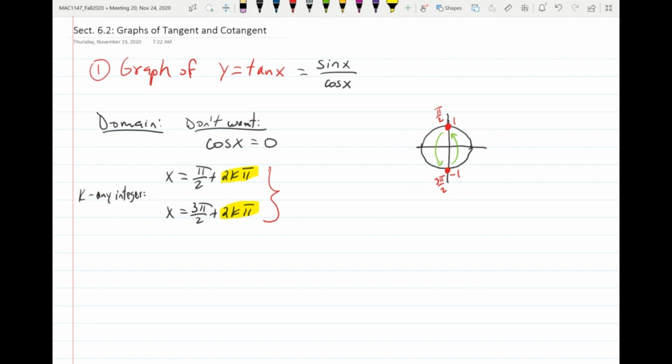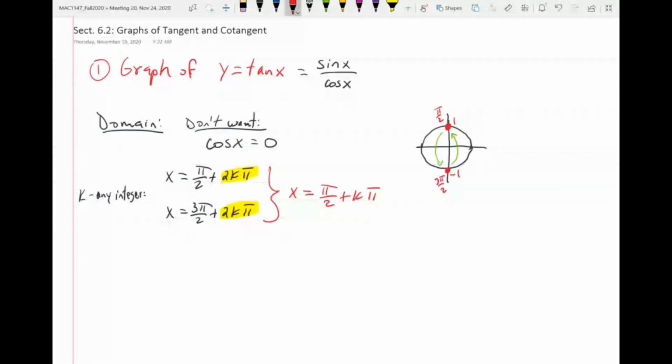So moral of the story, we can actually collect all of this by saying that x equals pi over 2. Let's start there, and then we just add multiples of pi. If you add 1 pi, then you're going to be at 3 pi over 2. If you add 2 pi, you're back at pi over 2. If you add 3 pi, then you will end up at 3 pi over 2, and so on. Do you understand this? That by adding pi, you're just jumping between these 2 points on the unit circle.